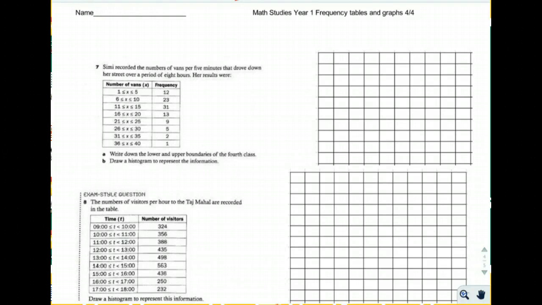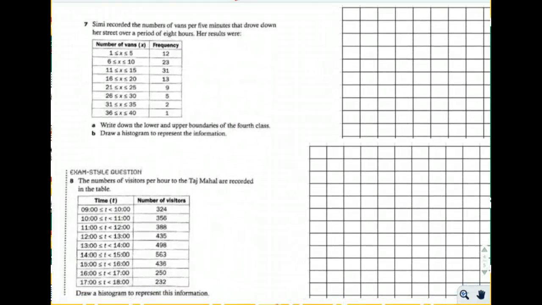Okay, page 4 of the frequency tables and histograms problem set. Simi recorded the number of vans per 5 minutes that drove down her street over a period of 8 hours. Her results were, and here they are, write down the lower and upper boundaries of the fourth class.